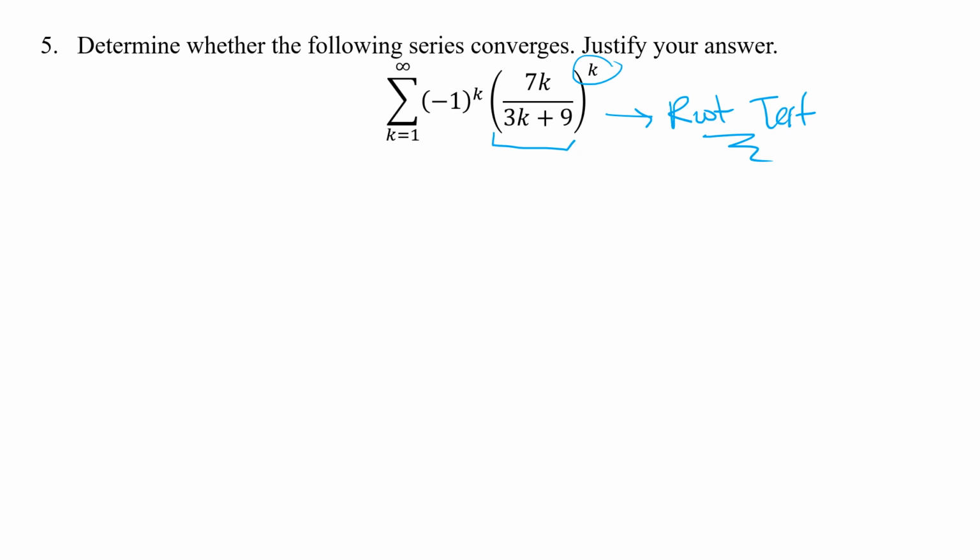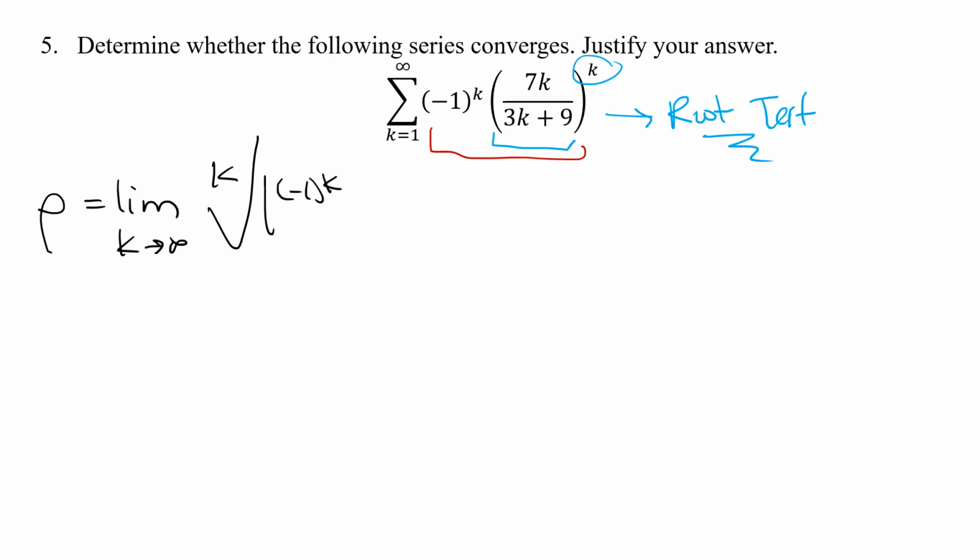So what does the root test say? We have rho, which is equal to the limit as k goes to infinity. We want to take the kth root of the absolute value of what we have inside. So we have -1 to the k times the 7k over 3k plus 9, all of that raised to the kth power. Of course, if we're doing the absolute value of that, then this piece becomes positive. And so then what do we have left inside?